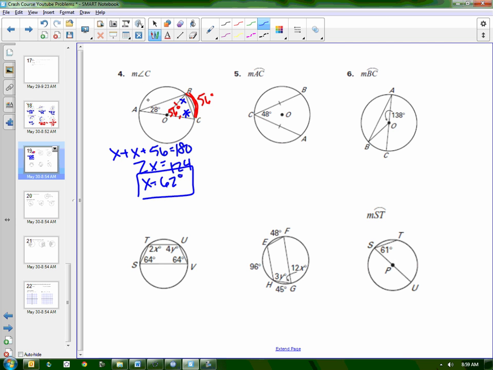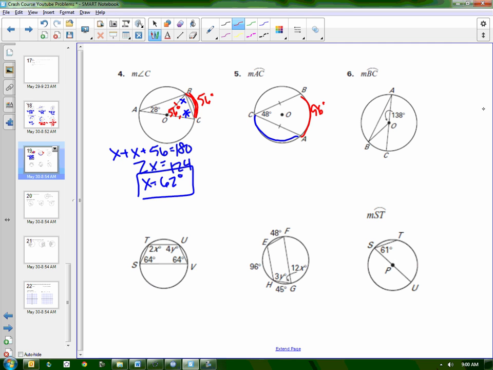So x is 62 degrees, which is angle C. If I want to find arc C, I need to know that since these are congruent chords, these arcs are congruent, BC and AC are congruent, and you also need to know that since this is an inscribed angle, it's half of this arc. So if this is 48, this is 96.